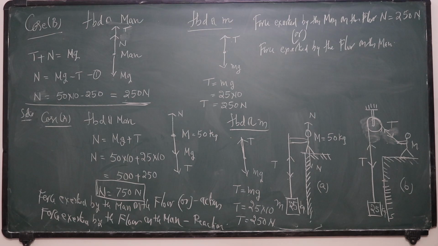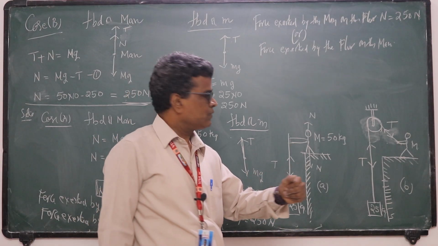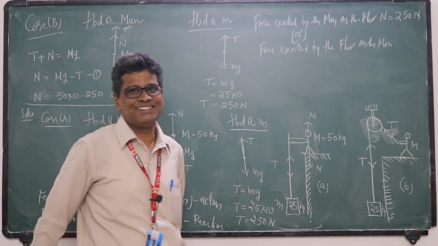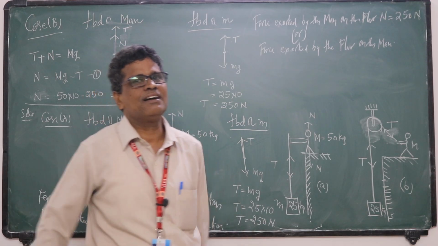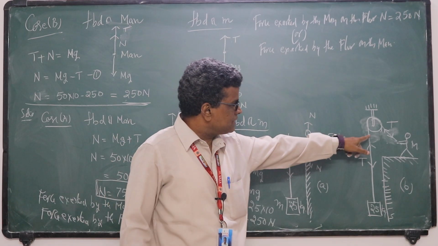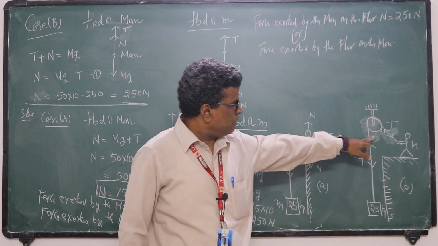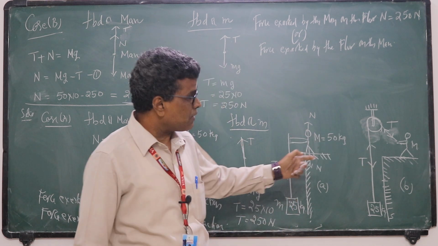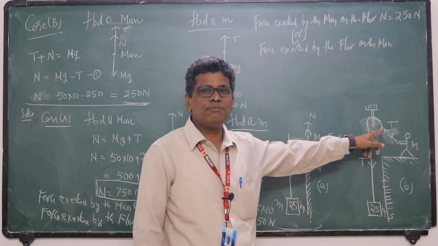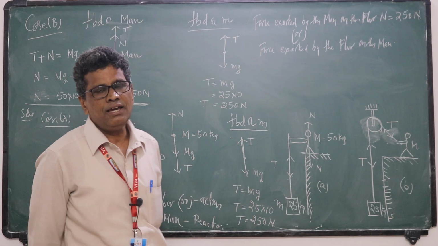So in which case is the man more comfortable? Here he is applying only 250 newtons. In this case he is applying 750 newtons, isn't it? In case B, he is using only 250 newtons, less. So the force exerted by the man is less, so he feels comfort. You can see in this problem the advantage of using pulleys. In this example, it is clear that by using the pulleys, the man feels comfortable pulling the bucket of water from a well. Clear?